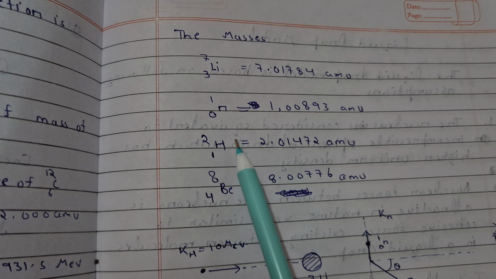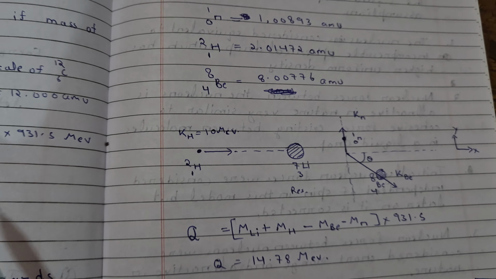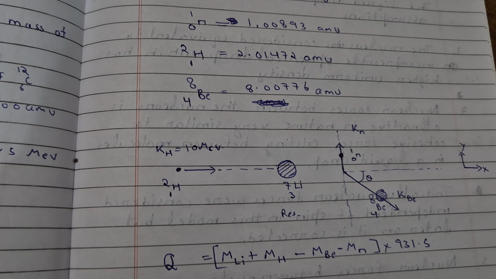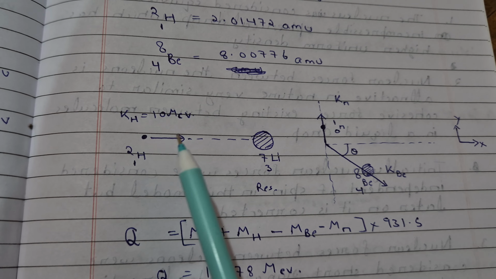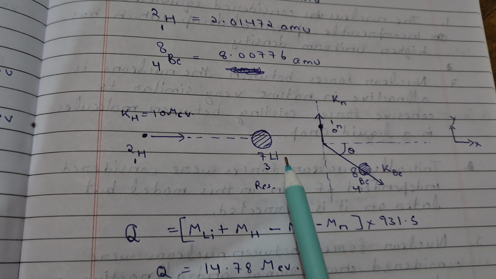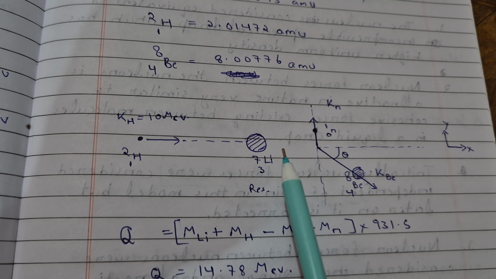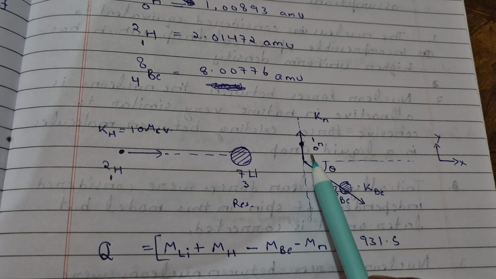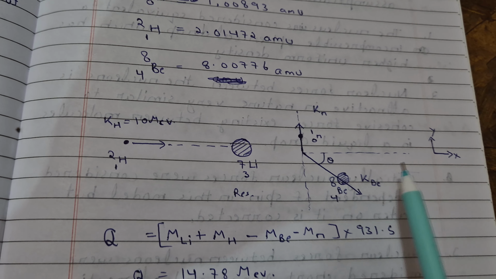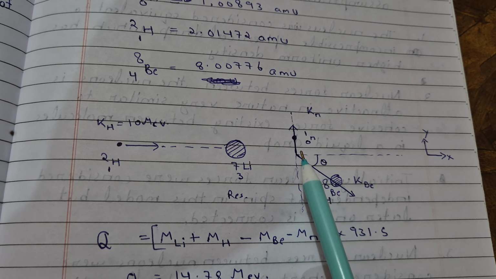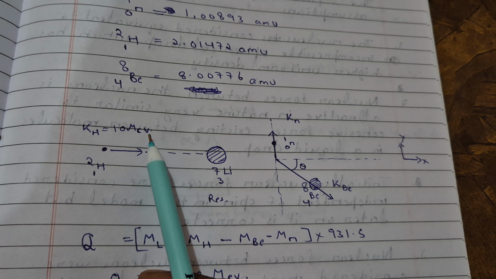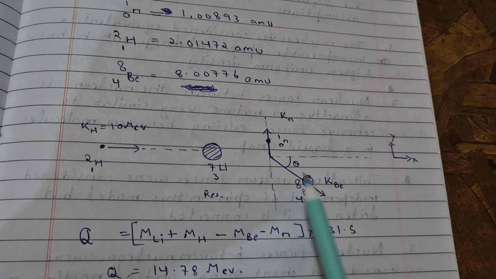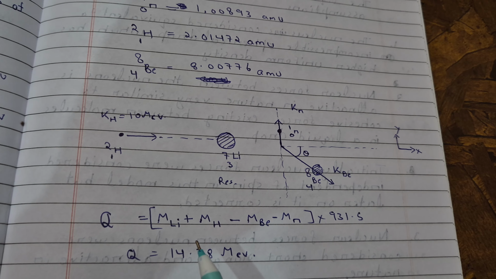Now masses are given for lithium, for neutron, for hydrogen, and for beryllium. So see here what is happening. This is your hydrogen or deuterium, and it is striking on the lithium nucleus, and after that this reaction occurs. Neutrons are going 90 degrees with this axis, and this is your Be, going at theta angle, and the kinetic energy of this deuterium is given, that is 10 mega electron volt, and we need to find this theta angle and the kinetic energy of this Be. Okay, so how can you find it?